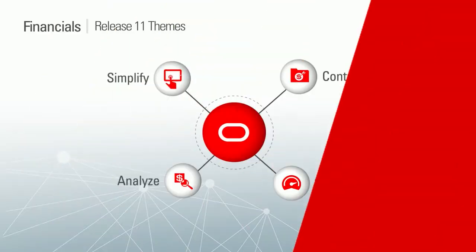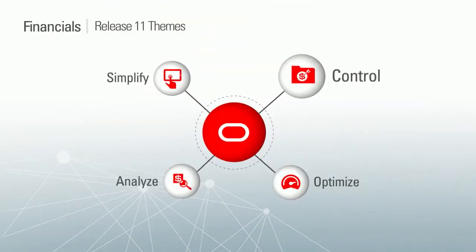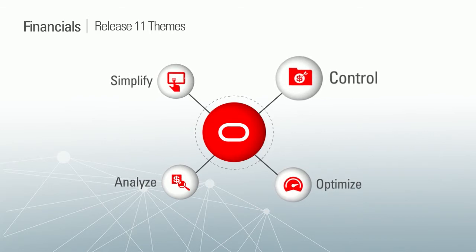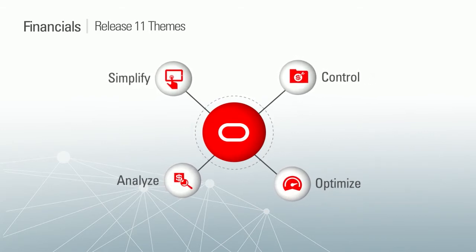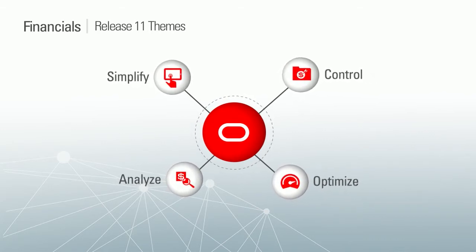In addition to innovations that modernize the user experience, Release 11 includes several features to help you improve control over critical business functions. For example, the ability to see, manage, and control business operations such as cash flows and expenditures. Let me illustrate a few ways we have addressed this.